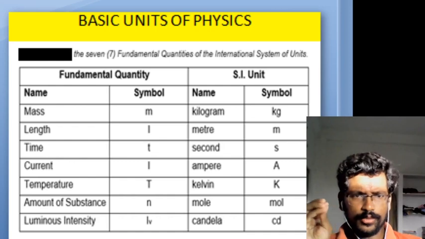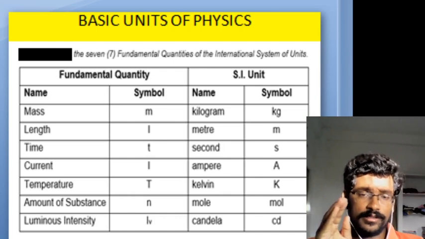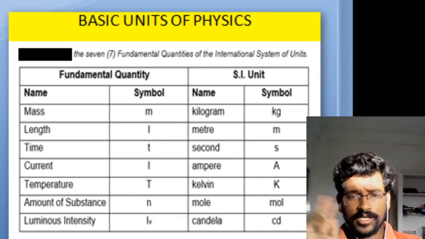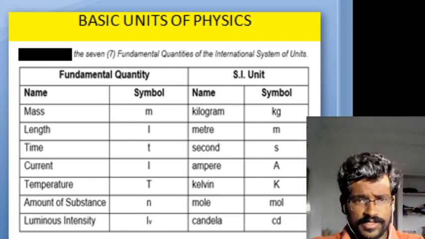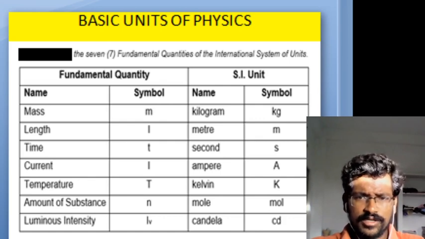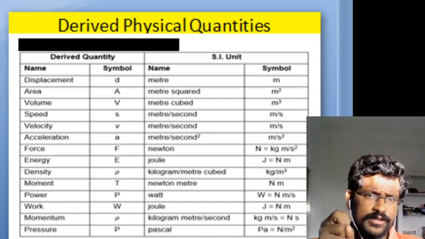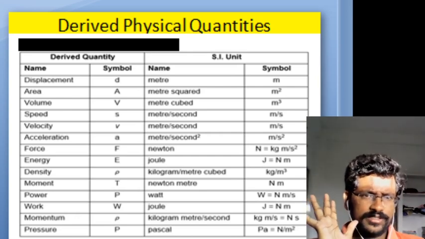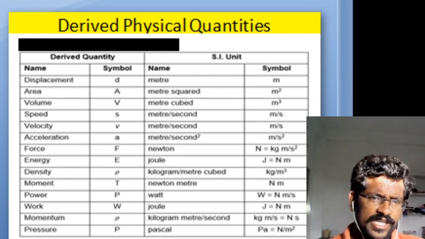Now we are looking into other physical quantities, and these are called derived physical quantities. Why? Because these are derived from the 7 fundamental physical quantities. These are displacement, area, volume, speed, velocity, acceleration, force, energy, density, moment, power, work, momentum, pressure.